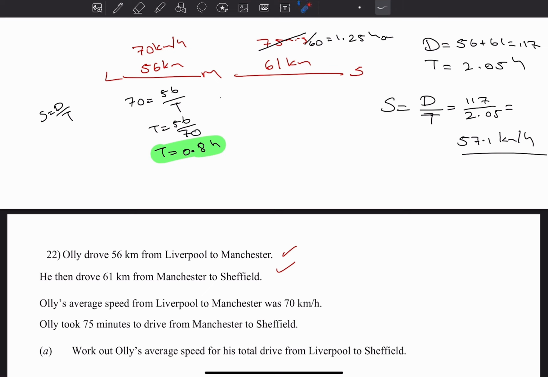All right, cool. They gave you the speed from Liverpool to Manchester is 70, so get the formula and work out the time taken. Then 61 kilometers from Manchester to Sheffield. And 75 minutes it took them from Manchester to Sheffield, but you converted it into hours. Then you add the time, hours and hours, so 2.05. The distance is 56 add 61, which is 117 divided by 2.05, which will make it 57.1. Yeah, distance over time, speed is good.